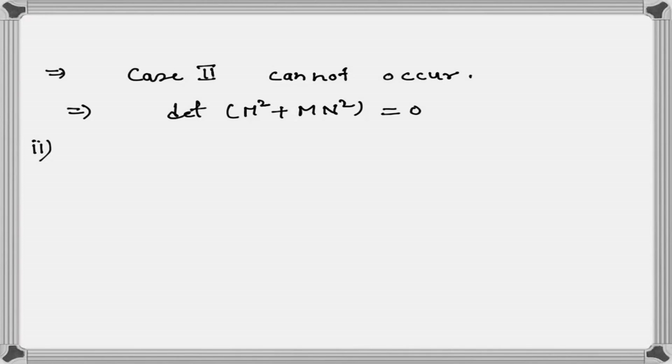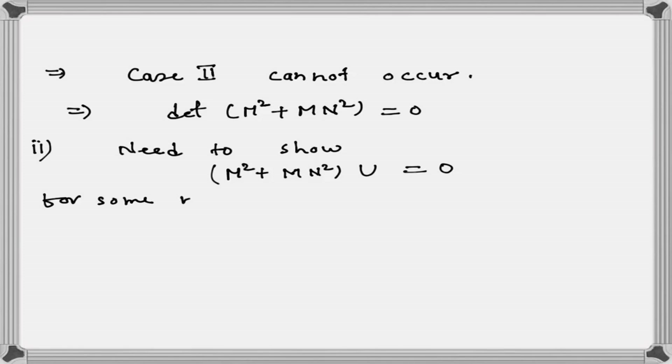In the second part, we need to show that there exists a non-zero matrix U such that M square plus MN square U is equal to 0. So we need to show that M square plus MN square U is equal to 0 for some non-zero matrix U. This represents the 0 matrix, so I don't need to mention it all the time; I think it is easier to follow. Whenever there is a scalar, the 0 represents the scalar. Whenever on the other side it is a matrix, it represents the matrix. So we need to identify a non-zero matrix U for which this is true.